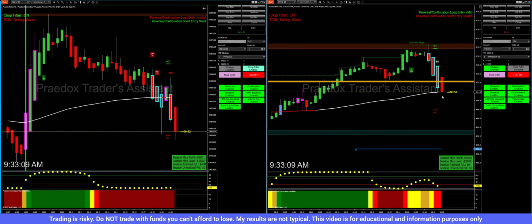We might get a breakdown if we close below this EMA here. So you can see on the trend cycle heat map here on NASDAQ, dark red, signifying some selling here. So we're in the selling wave.